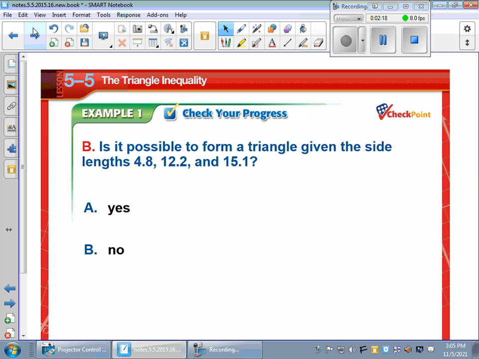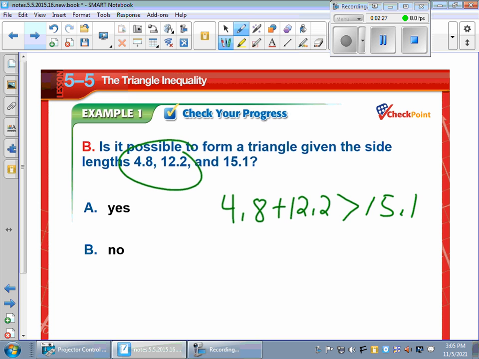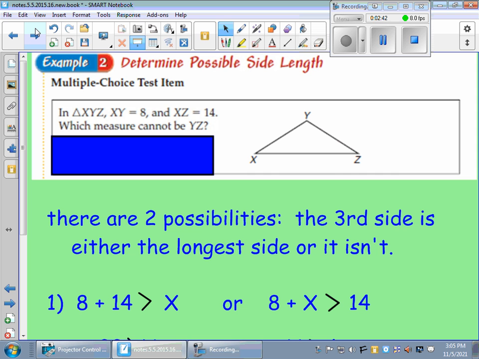Again, same idea, same concept. Here are your two smaller ones. 4.8 plus 12.2. Is that greater than 15.1? When you add those up, are they greater than 15.1? We get 17, greater than 15.1. The answer to that is yes, we'll form a triangle.